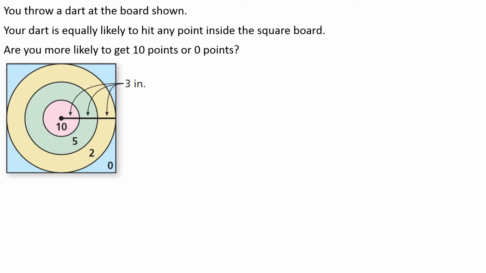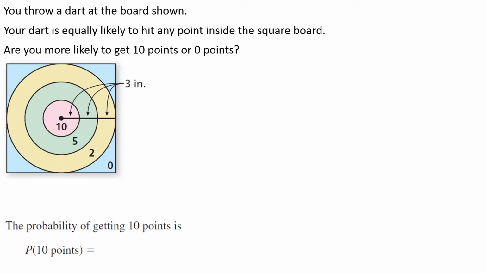So are we more likely to get 10 points or 0 points? Well, what's the probability of getting 10 points? Remember our notation. If I put that P, we know it means probability. And if I had an event called event A, I could have put P of A, but I didn't label this event as being event A or anything, so I just put 10 points.